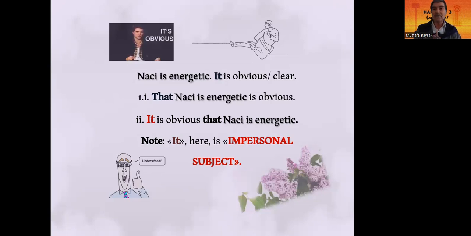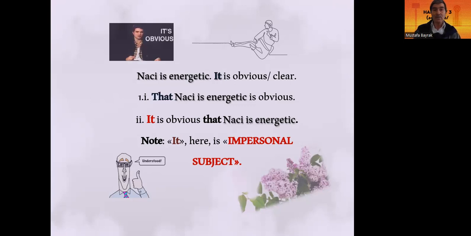Okay. Naci is energetic is an independent clause. Okay, independent clause. It has its own message in it. Naci is energetic. It is obvious. This is also another simple but independent clause. It doesn't depend on any other clauses or sentences. It is obvious, full stop, or it is clear.